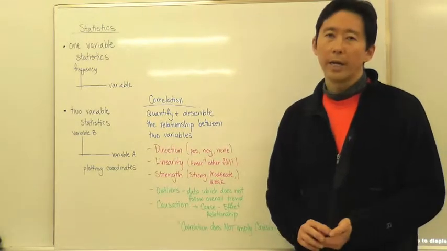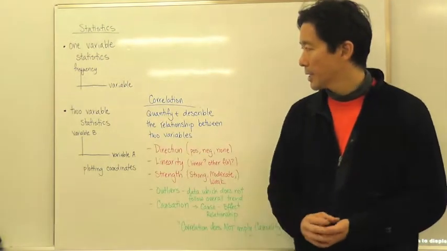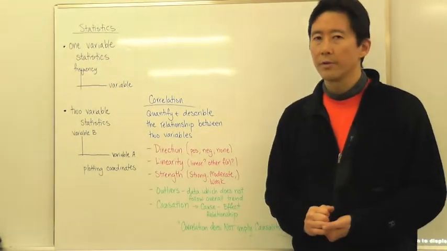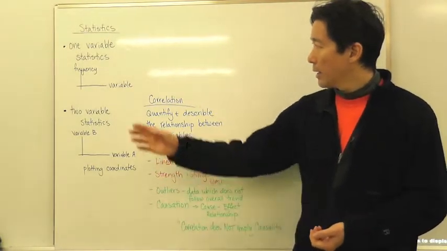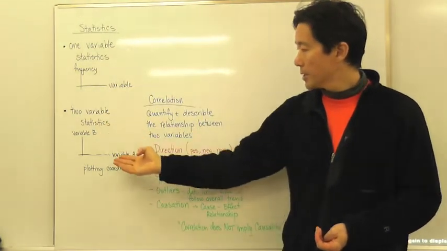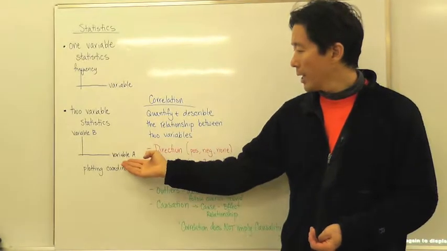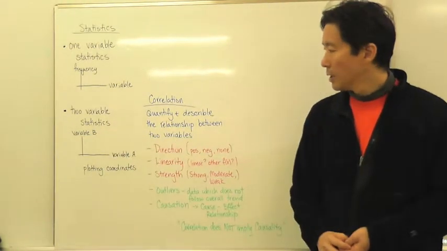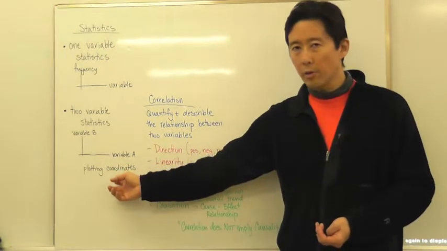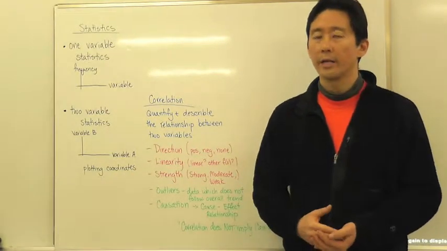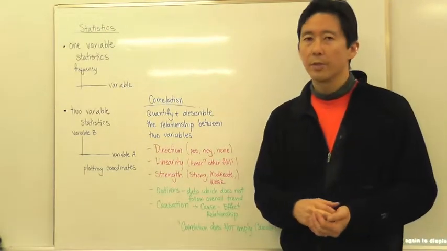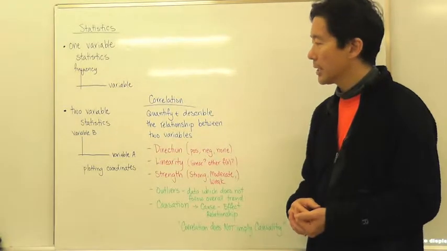Now, we're going to move on and take a look at two variable statistics. Just by looking at the difference in the graph, you'll be able to see a very, very big difference between these two. In one variable statistics, as its name suggests, we only have one variable, but in two variable statistics, we're looking at a variable A and a variable B. So we are now going to be plotting coordinates. After we plot all those coordinates, we then want to determine whether or not there's a relationship between the two variables. That is the primary means by which we analyze two variable statistics.